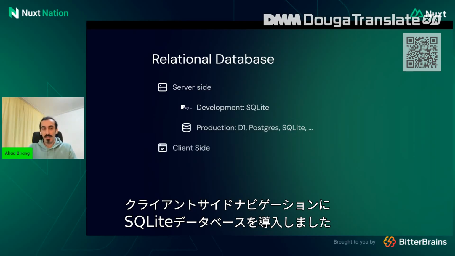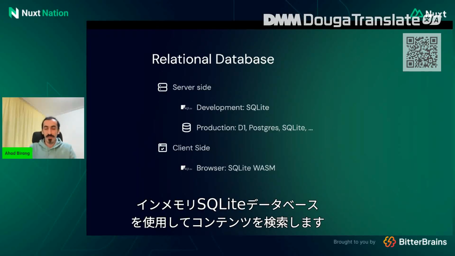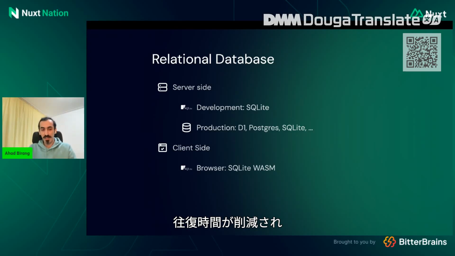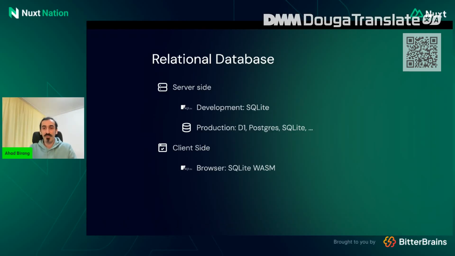On the client side, we went further and we brought SQLite databases to client-side navigation. So now in client-side navigation, the module will use an in-memory SQLite database to search for contents. This technique will remove the round-trip time for fetching the contents from the server, and the content will be found faster.